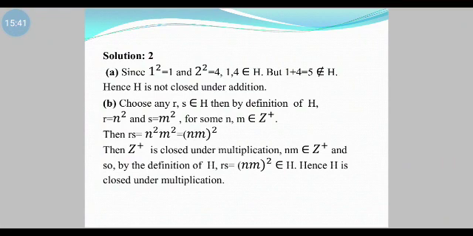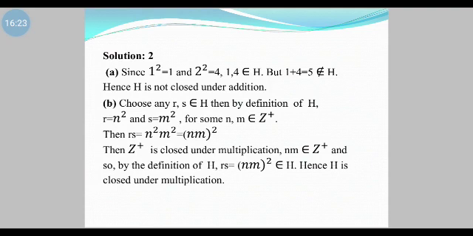So the second problem is like this: Z is the set of all integers and H is a subset of Z. H is equal to the set of all n square such that n belongs to Z plus. First we want to show whether addition is a binary operation on H, that is, whether H is closed under addition. Since 1 square is equal to 1 and 2 square is equal to 4, therefore 1 and 4 belong to H. But 1 plus 4 is equal to 5, and 5 does not belong to H because 5 is not a square of any positive integer. Therefore H is not closed under the operation addition.